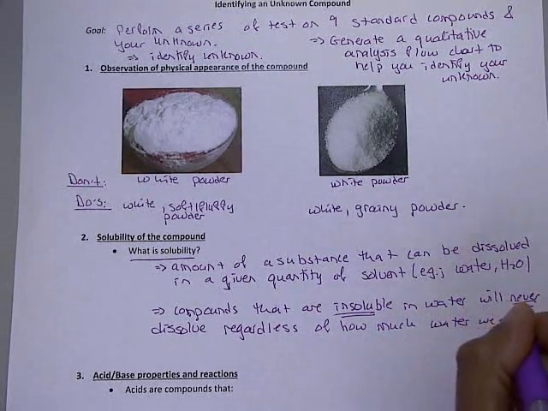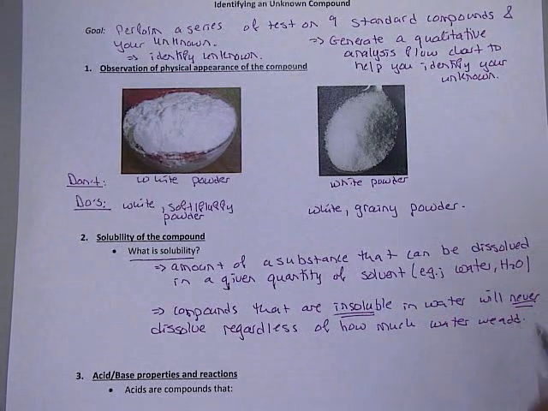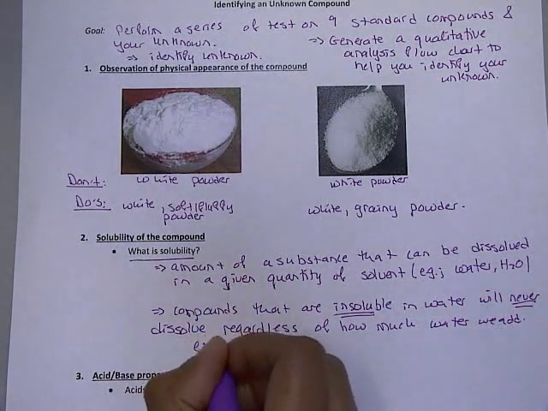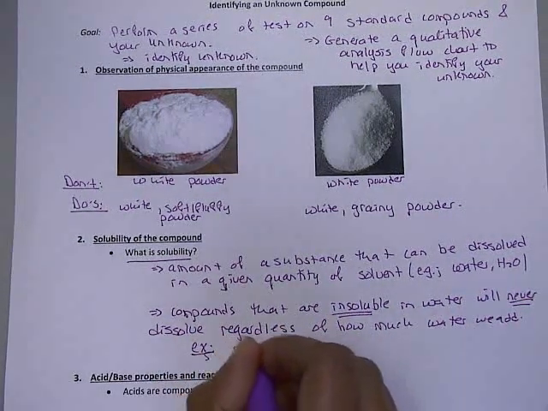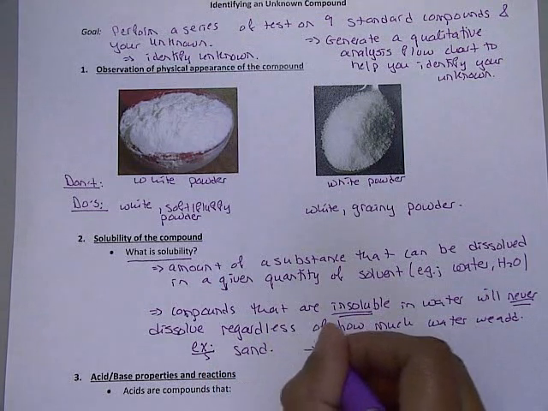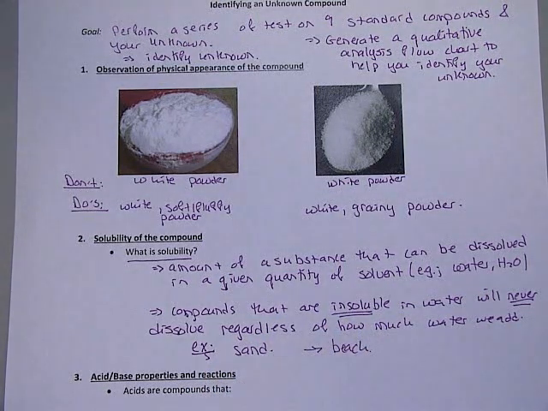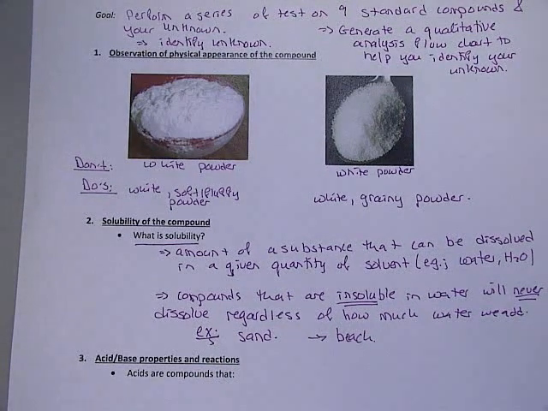we add. Now, I keep telling you, think of real-life examples when we talk about chemistry. A great example of this is sand. Sand will never dissolve in water, regardless how much water you have. A great example is the ocean or the beach. Sand doesn't dissolve at the beach. We'd have a big problem if it did. So again, think of examples that you know are applicable.